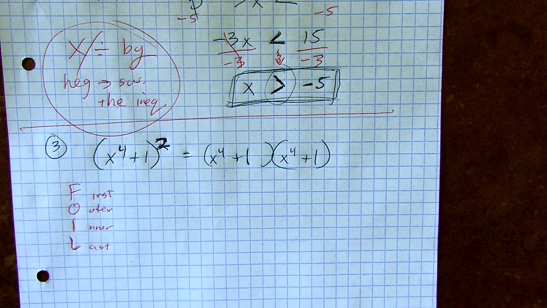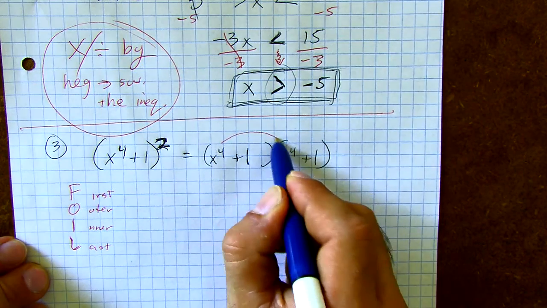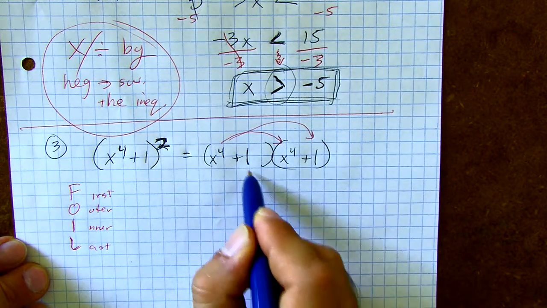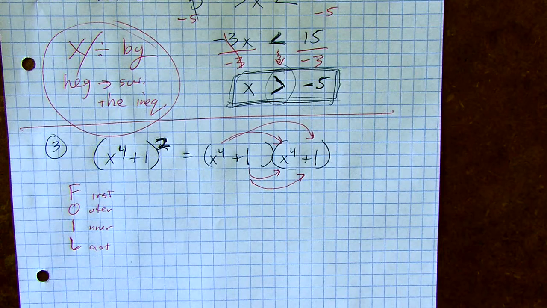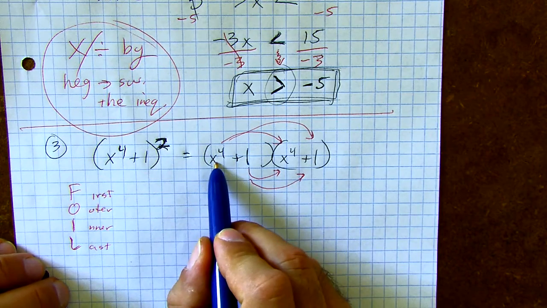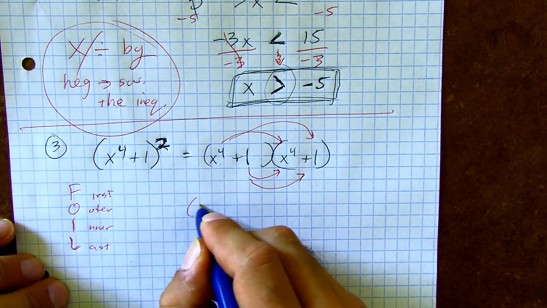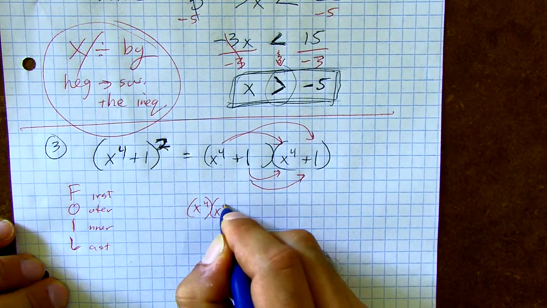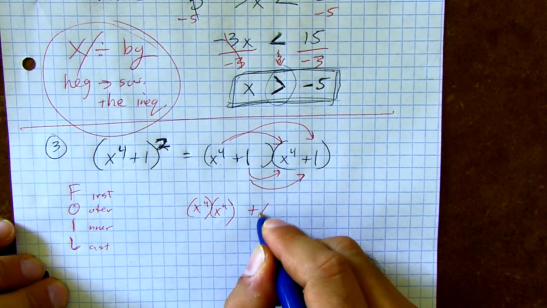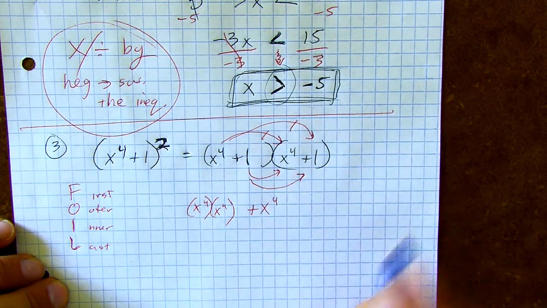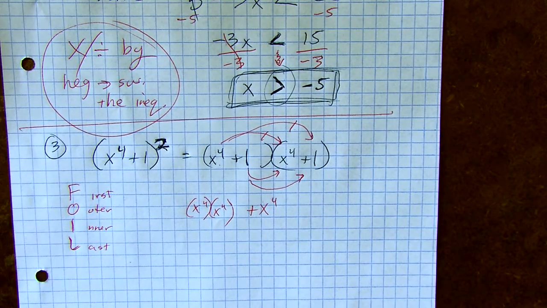So first, and then outer, then inner, then last. You're just putting them all on one long line, a long polynomial here. And if you're not sure how to combine them, like x to the 4th times x to the 4th, you can just write x to the 4th times x to the 4th and figure that out later. X to the 4th times 1 plus x to the 4th. I just did the first two. Now go ahead and do the bottom two, and then we'll try to simplify those as we go.